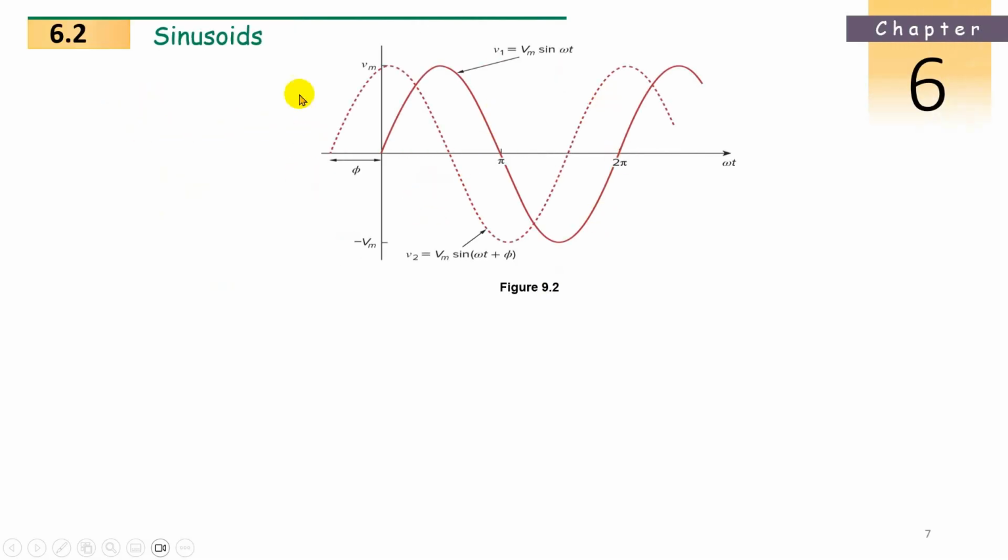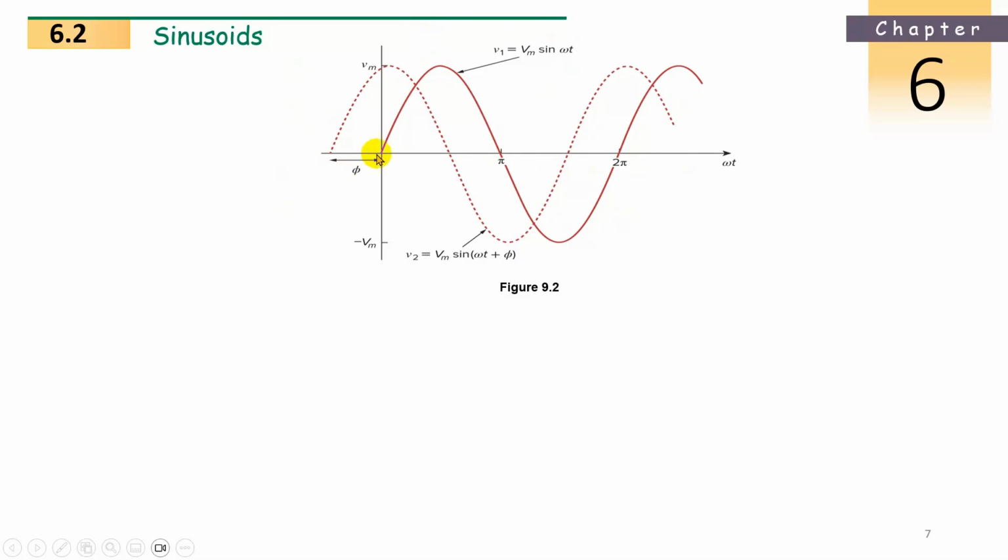Now see how this waveform looks. What we finished in two or three slides previously was a single waveform. Right? A sinusoid, one waveform. Vm sin omega t. This one we studied. Pi, 2 pi, omega t, same thing, nothing changed.